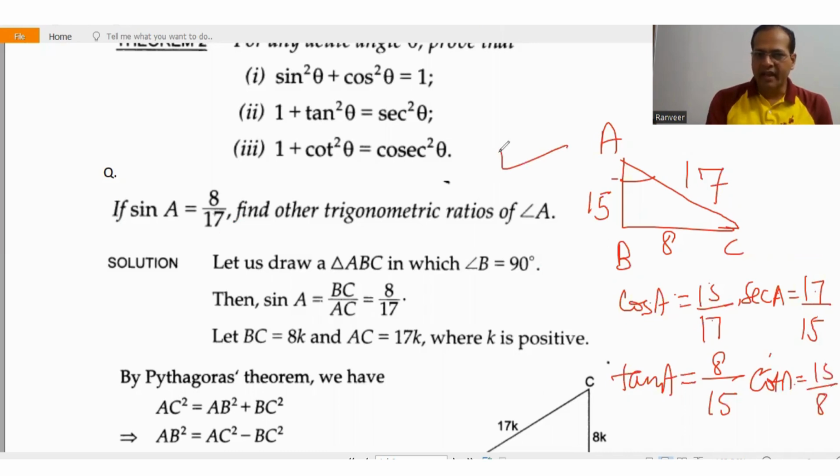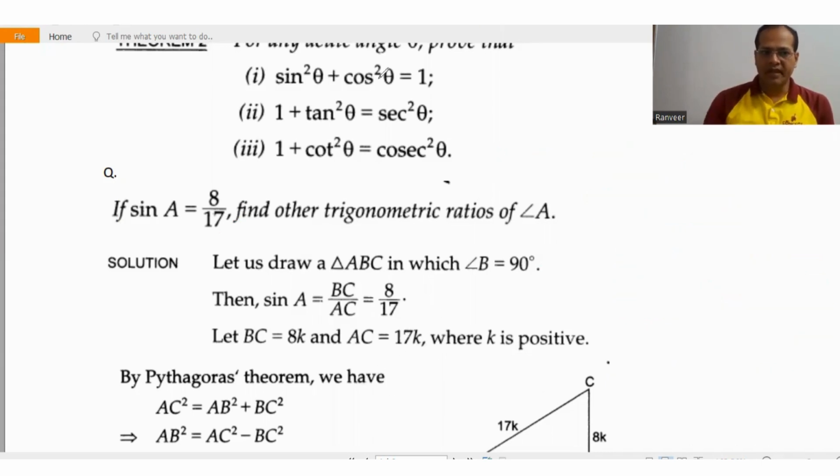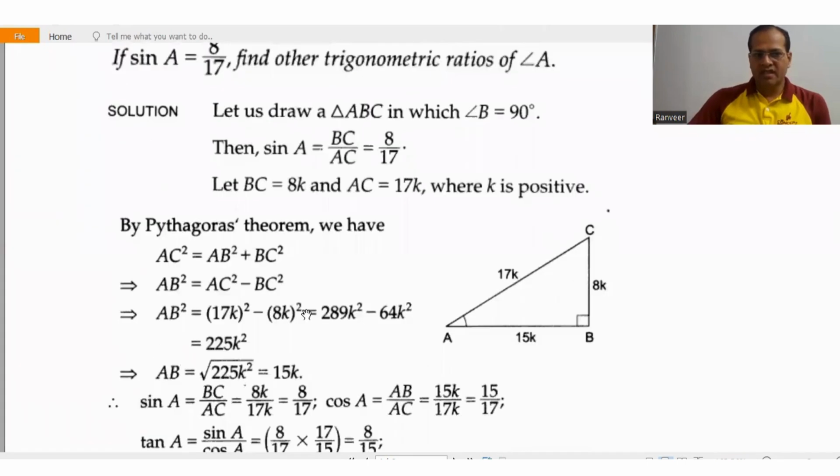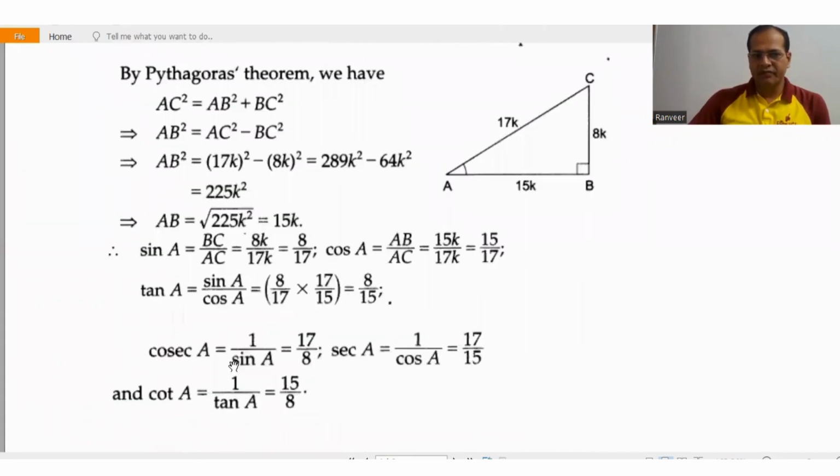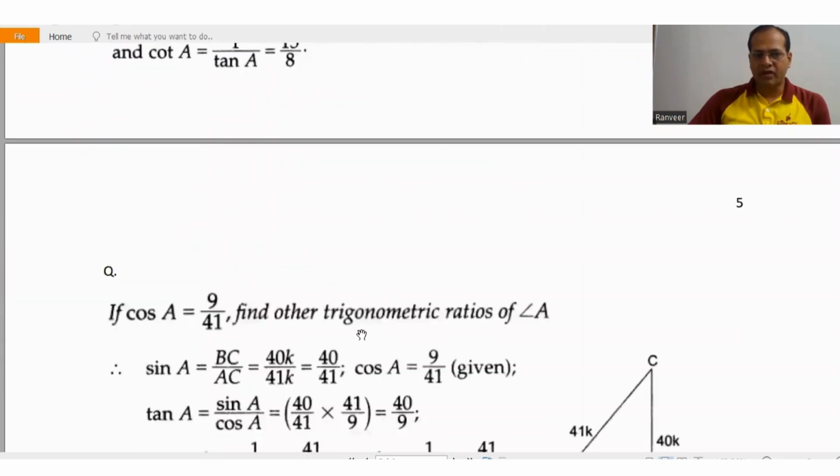Directly, just by drawing the triangle, you can solve any type of problem. It is not required to take the constant. It is not required at all. So you can see here in this way what values we got.